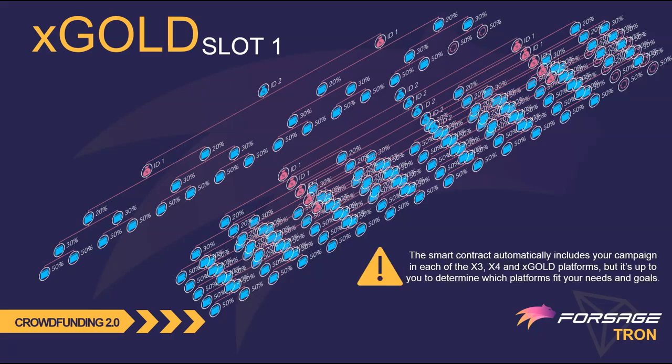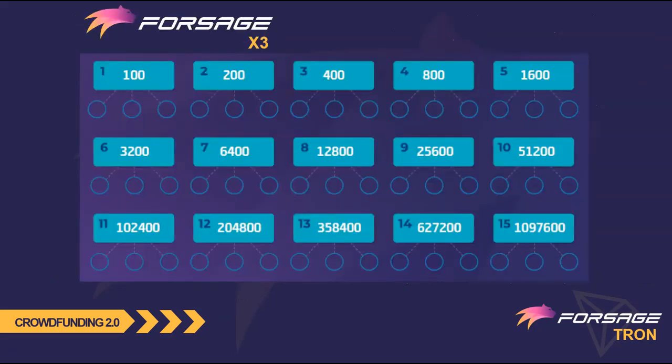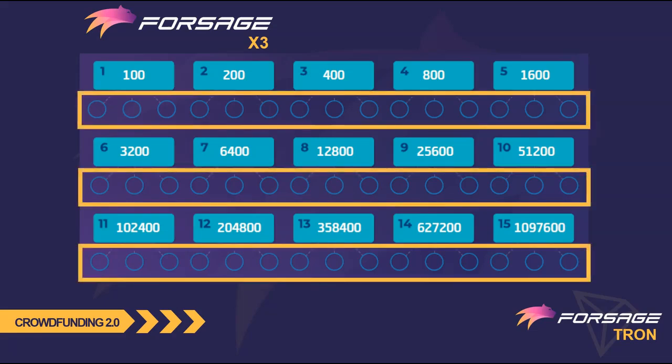As a reminder, the smart contract automatically includes your campaign in each of the X3, X4, and X Gold platforms, but it's entirely your choice which platforms best fit your campaign's needs and goals. Now when you look back at this overall view of the X3 program in Forsage, or any of the programs for that matter, two things should come to mind. The first is that these circles and lines are not positions in some matrix, but rather just a record of contribution transactions in the spreadsheet view and where those funds are going.